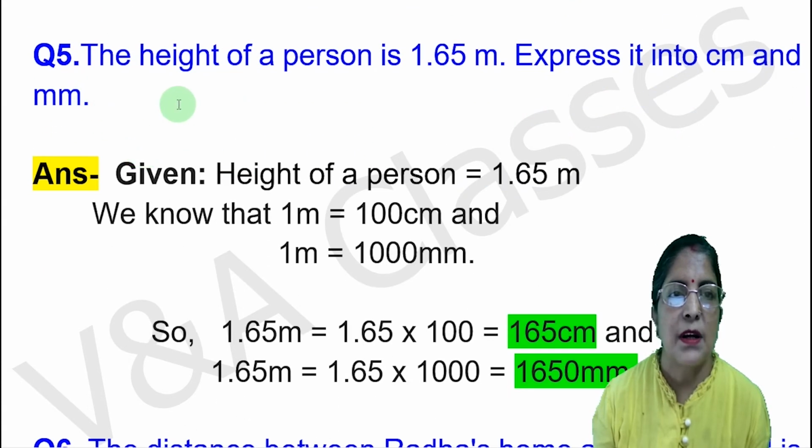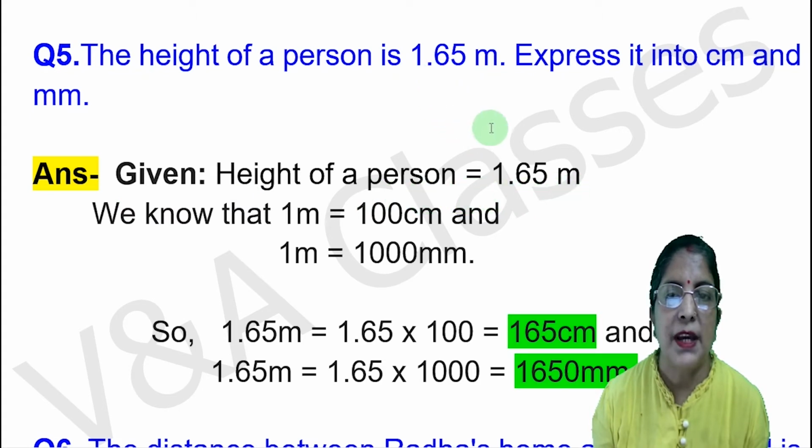Now next question. The height of a person is 1.65 meter. Express it into centimeter and millimeter. कह रहा है कि एक person का height 1.65 मीटर है. इस मेजरमेंट को सेंटीमीटर में और मिलीमीटर में एक्सप्रेस करो. तो हम लोग इस न्यूमेरिकल को गिवन से स्टार्ट करेंगे. सो गिवन इज हाइट ऑफ अ पर्सन इक्वल्स टू 1.65 मीटर, जो कि यहाँ दिया हुआ है.